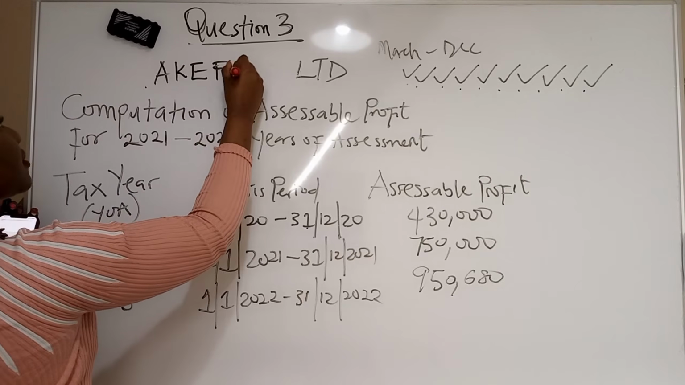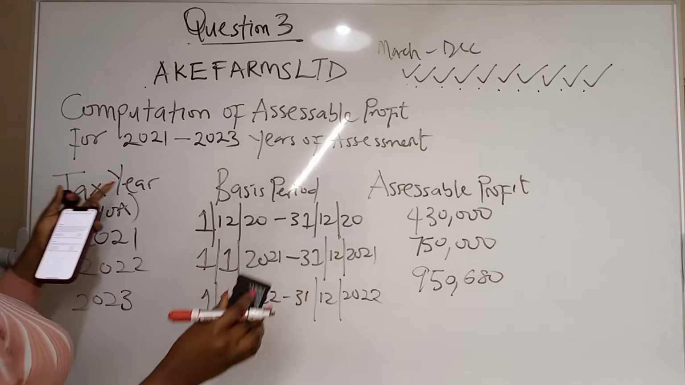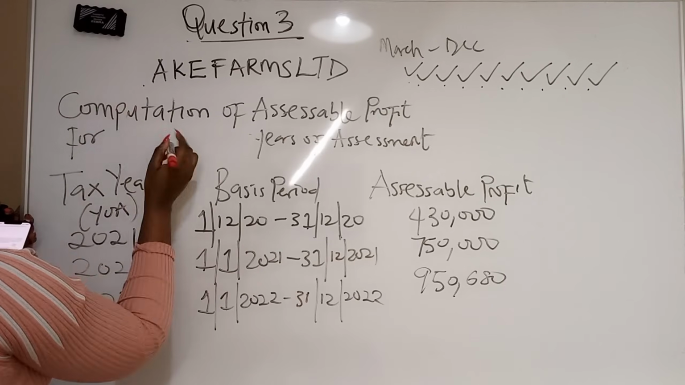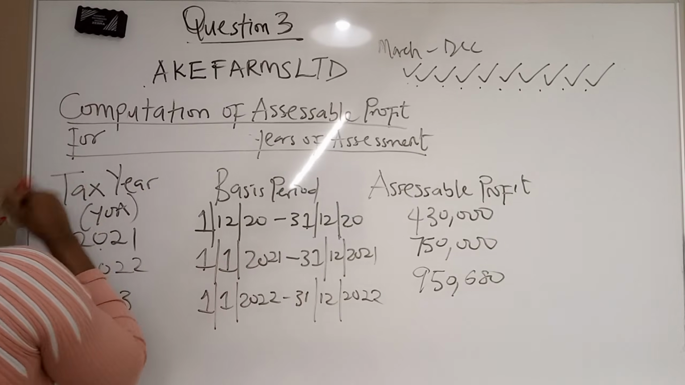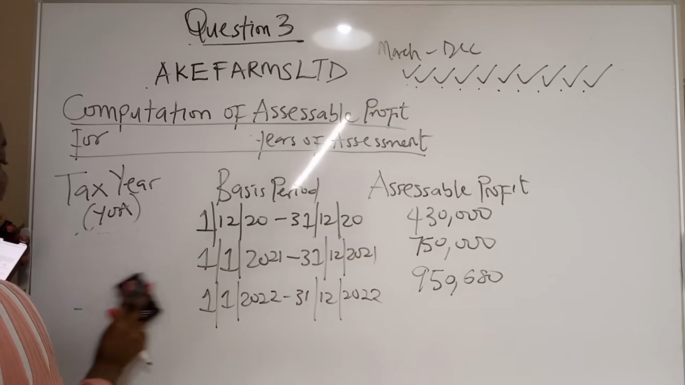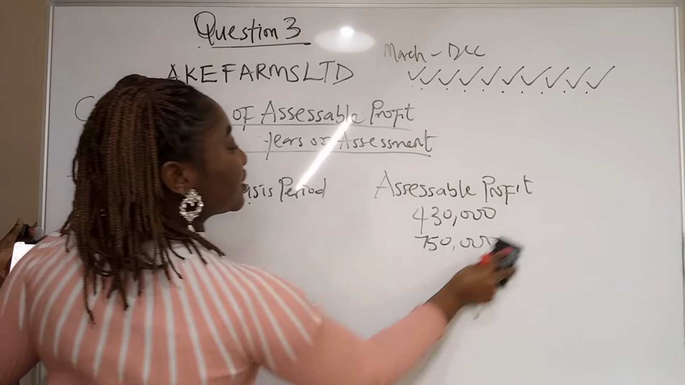Ake Farms Limited. Computation of assessable profit for 20 whatever to 20 whatever years of assessment. Then we have our tax year, and we have basis period, and we have assessable profit.